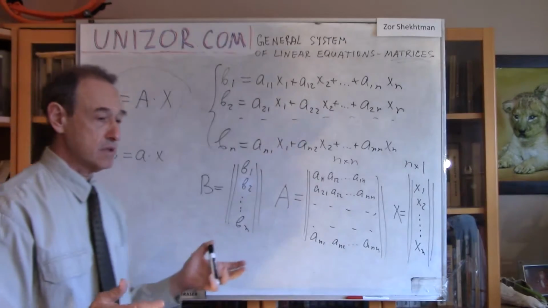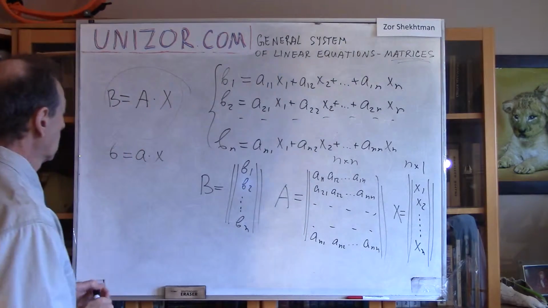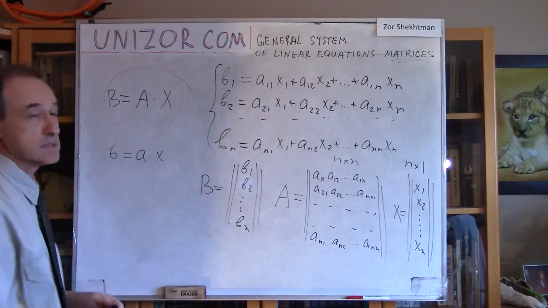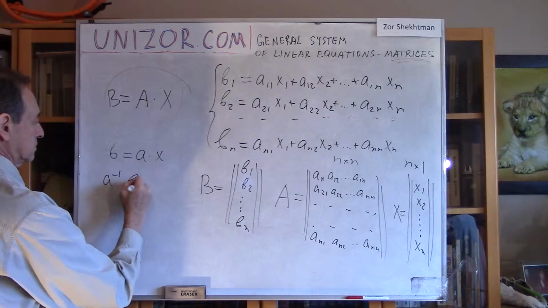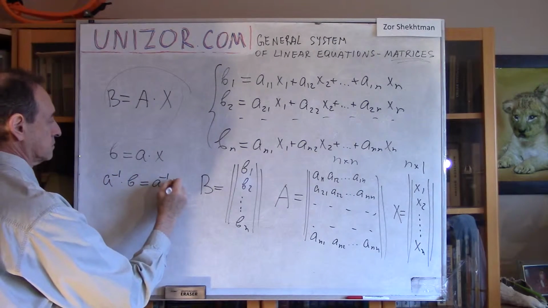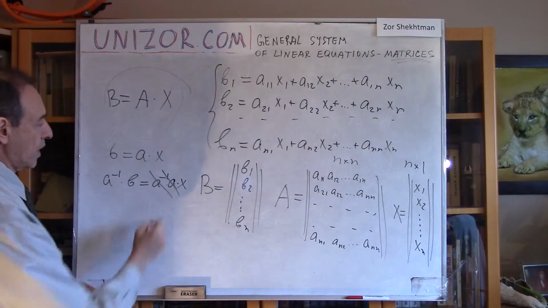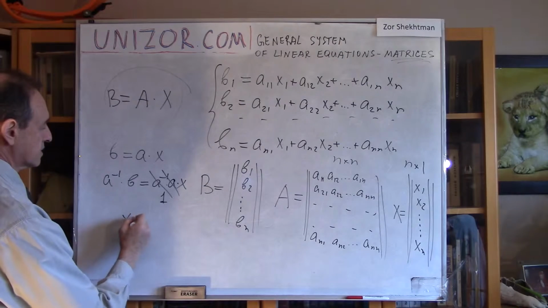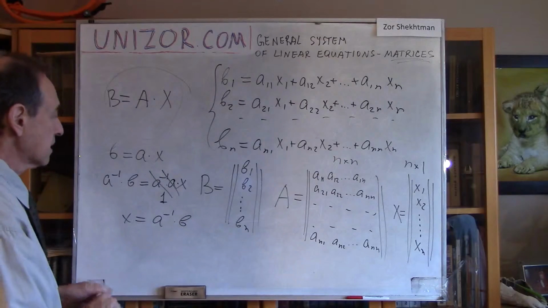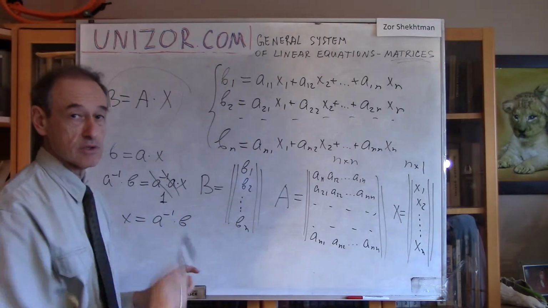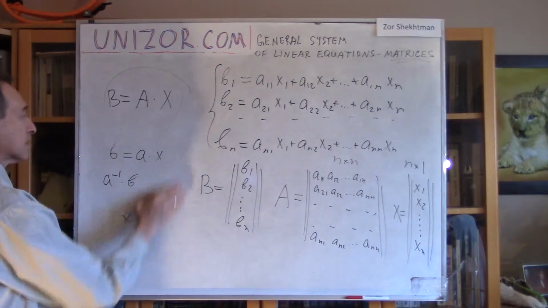Now, how did we solve the single equation? Well, let's multiply both sides by 1 over a. Since it's 1 over a, this gives me 1, and I have a solution. Obviously, it's true only in case a is not equal to 0, right? Okay. Let's do exactly the same thing here.